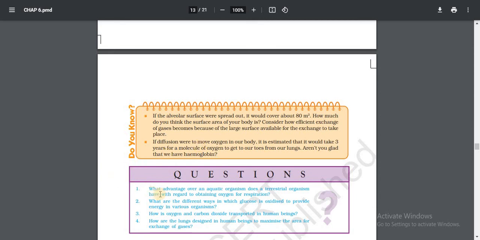Questions. 1. What advantage over an aquatic organism does a terrestrial organism have with regard to obtaining oxygen for respiration? 2. What are the different ways in which glucose is oxidized to provide energy in various organisms? 3. How are oxygen and carbon dioxide transported in human beings? 4. How are the lungs designed in human beings to maximize the area for exchange of gases?